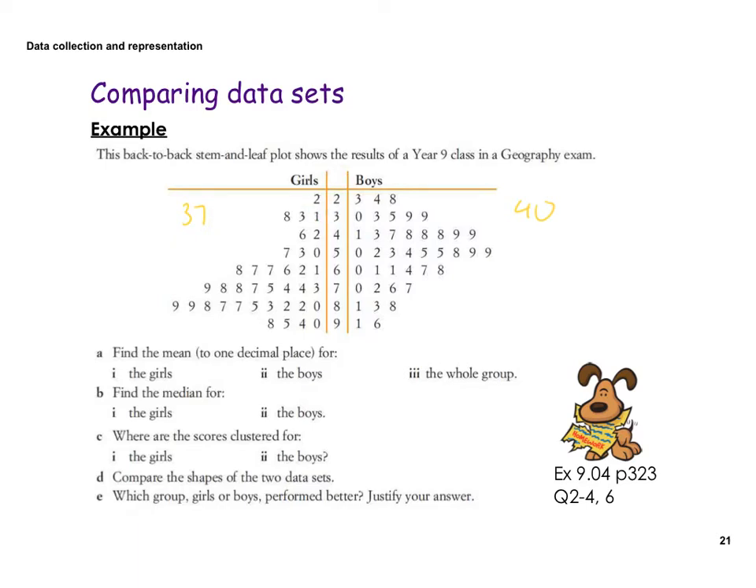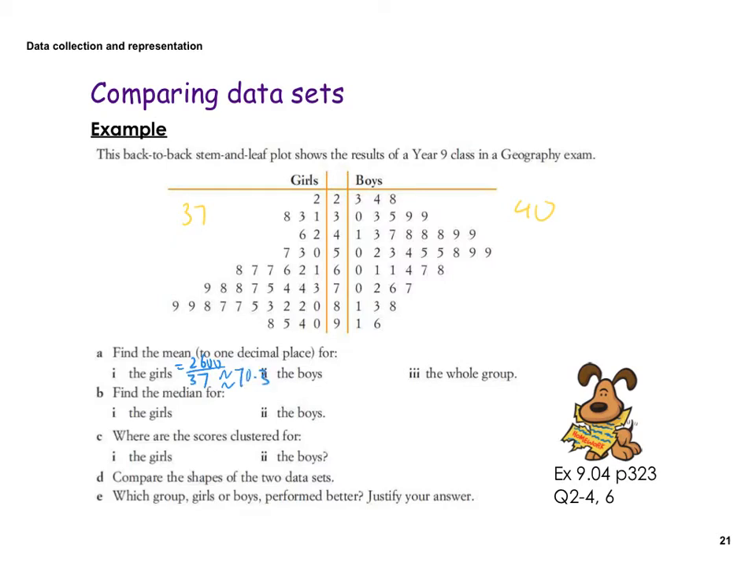So 22, 31, 33, 38. Fairly long, but I believe if done correctly, the girls add to 2,600. So 2,600 over 37, which is roughly, we'll call it one decimal place, so we'll call it 70.3.